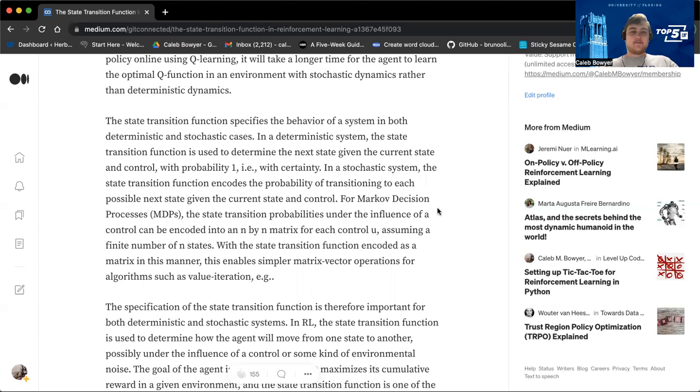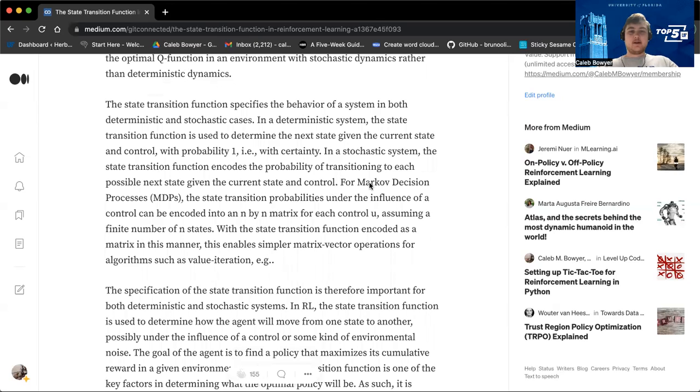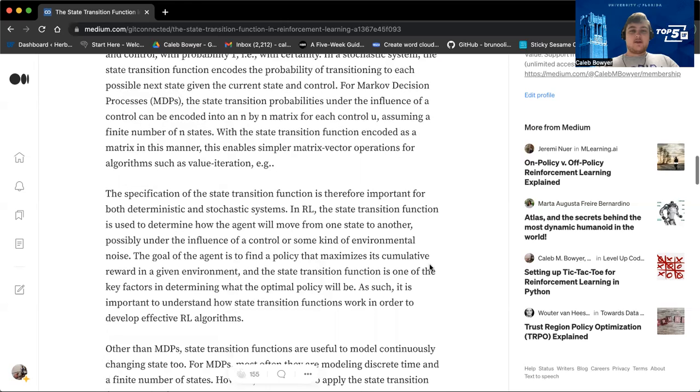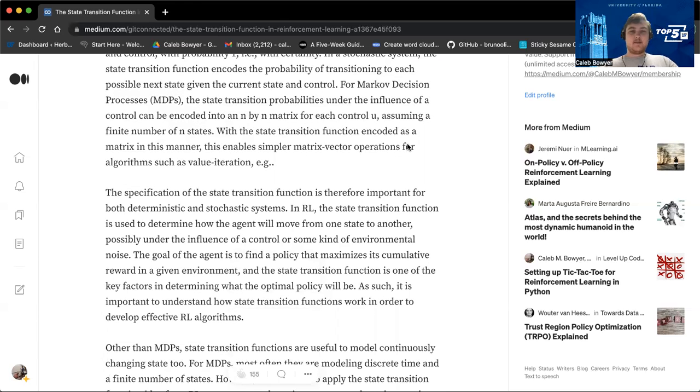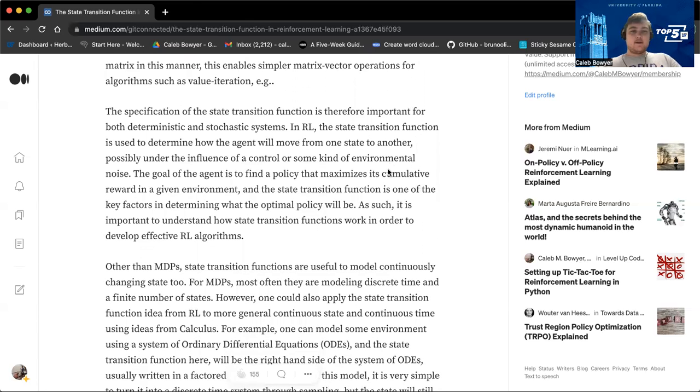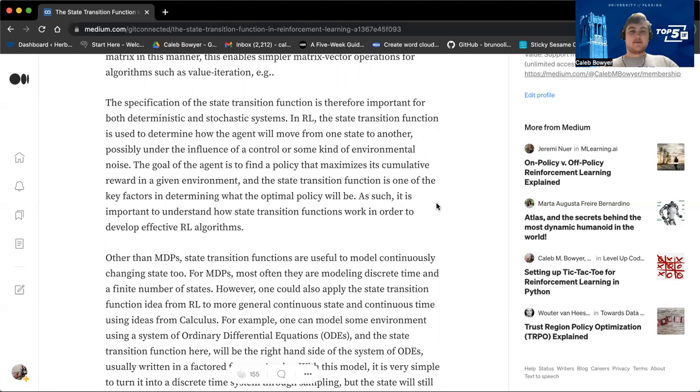In a stochastic system, the state transition function encodes the probability of transitioning to each possible next state given the current state and control. For Markov decision processes, that is MDPs, the state transition probabilities under the influence of a control can be encoded into an n by n matrix for each control U, assuming a finite number of n states. With the state transition function encoded as a matrix in this manner, this enables simpler matrix vector operations for algorithms such as value iteration or policy iteration, for example. The specification of the state transition function is therefore important for both deterministic and stochastic systems.